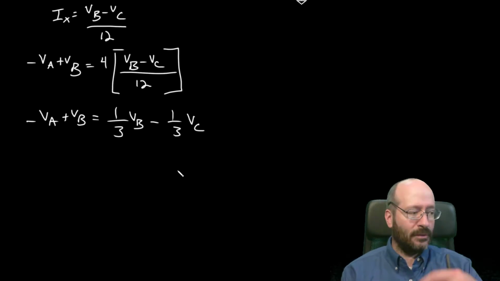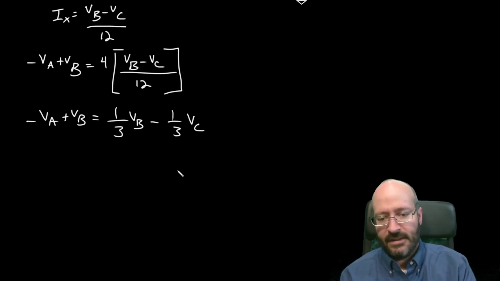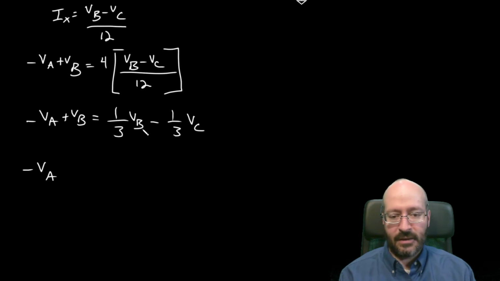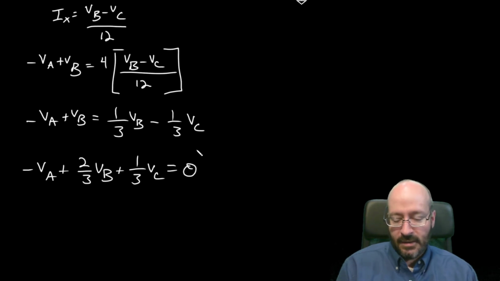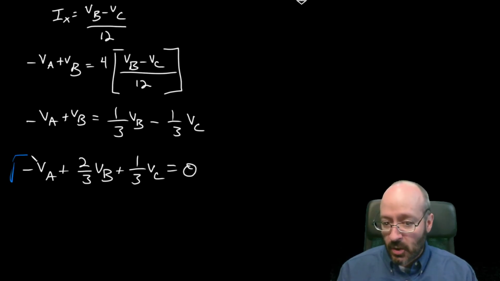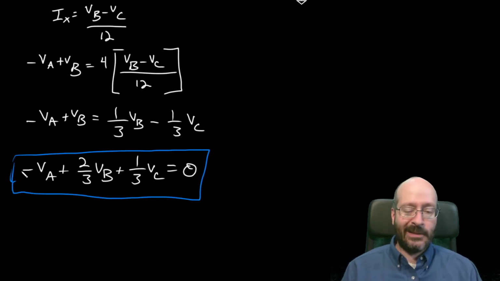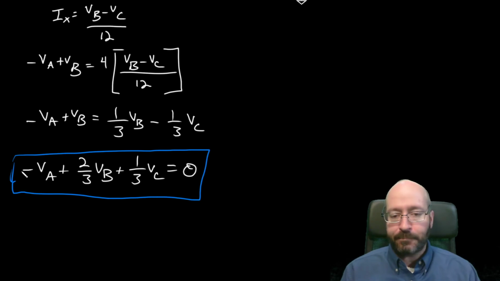Now I just got to get those over to the other side of the equation. So negative VA, and then I'm going to subtract 1/3, right? So I have 1 VB, and I'm subtracting 1/3 VB, so I'm going to end up with positive 2/3 VB. Okay, adding 1/3 VC to both sides, I get 1/3 VC, and it drops off, and that's equal to 0. Nothing outrageous, hopefully, for you, but there's your equation. Bunch of constants, only the unknown node voltages, we're good to go.